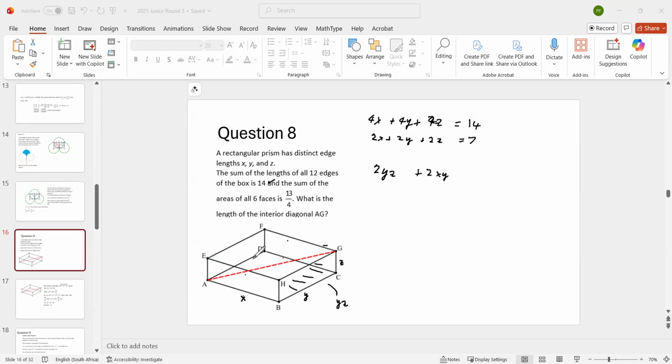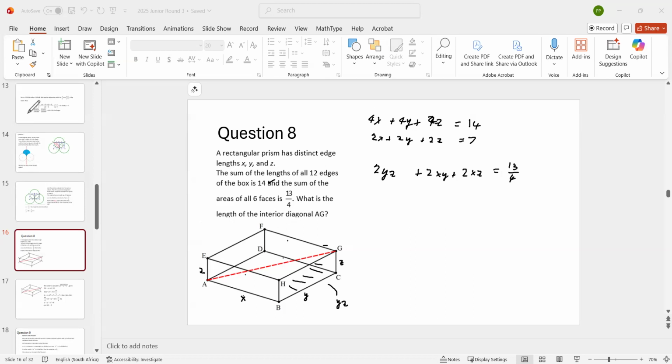So that takes care of 4 of the faces, right? And then the only ones that are missing are the front and the back. So this is Z here. So the front is XZ and the back, so you get 2XZ. And we know that that is 13/4. All right, so you've got 2 equations involving these things. So what's the question then? What is the length of the interior diagonal AG?